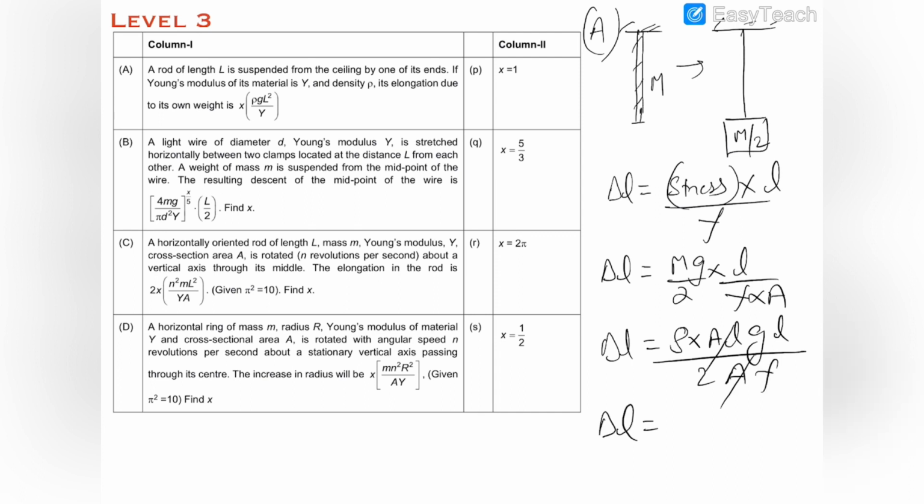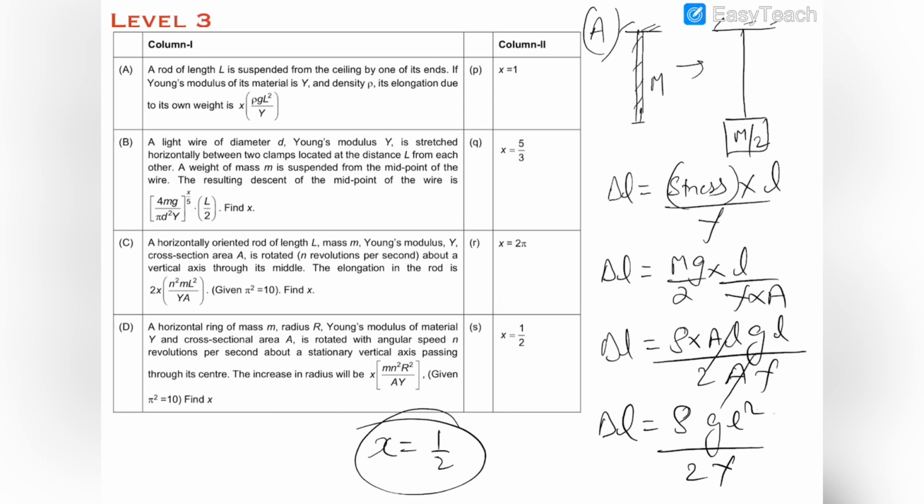So delta L will be equal to rho A g L square, in fact A is cancelled, so rho g L square by 2 gamma. If we compare it with this one, rho g L square by 2 gamma, then you can see that x in this case will be equal to half. So the correct matching of option A is option S in column 2.